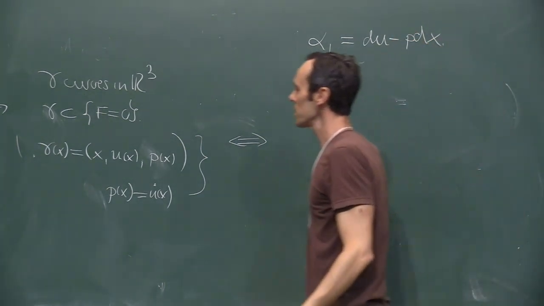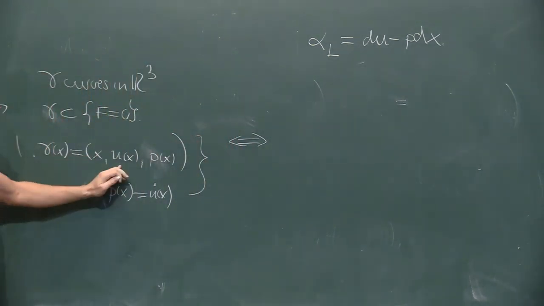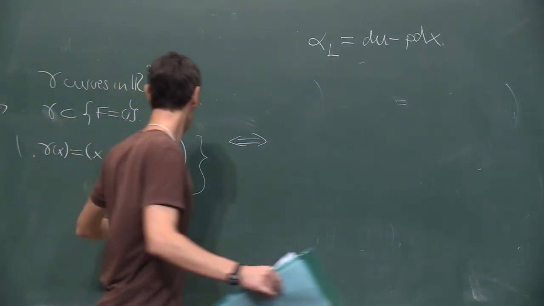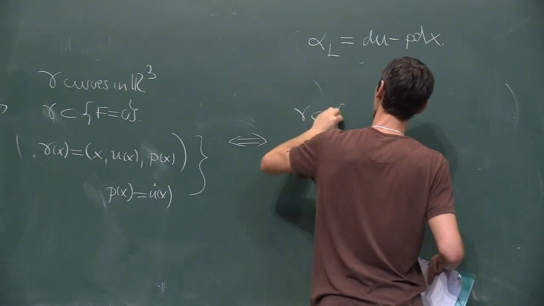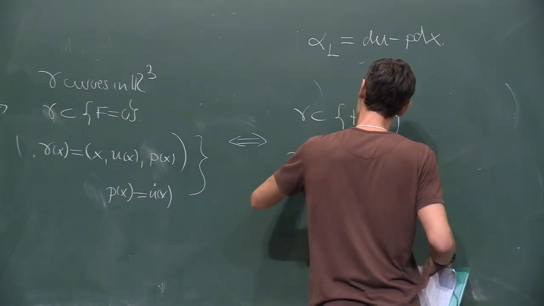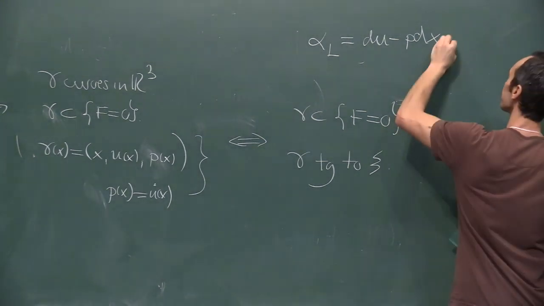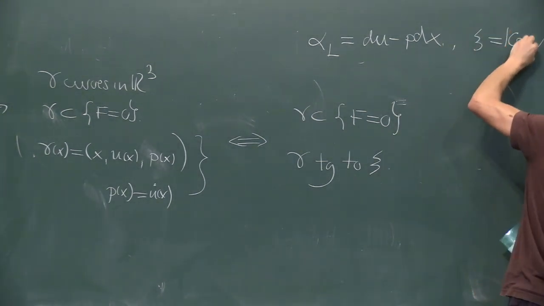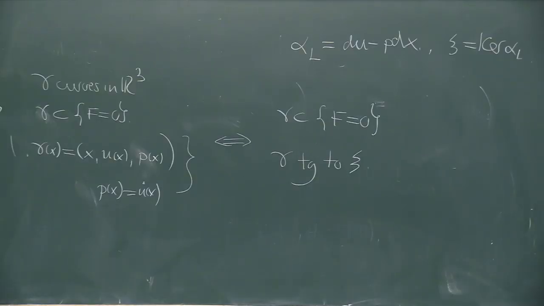And what you see simply is that this relation implies that the corresponding curve in R3 is tangent to that distribution. So that relation implies that the curves are living inside this hypersurface, and the curve is tangent to this distribution. And this allows you to recognize geometrically the solutions of the ODE, like I said, under some genericity conditions.